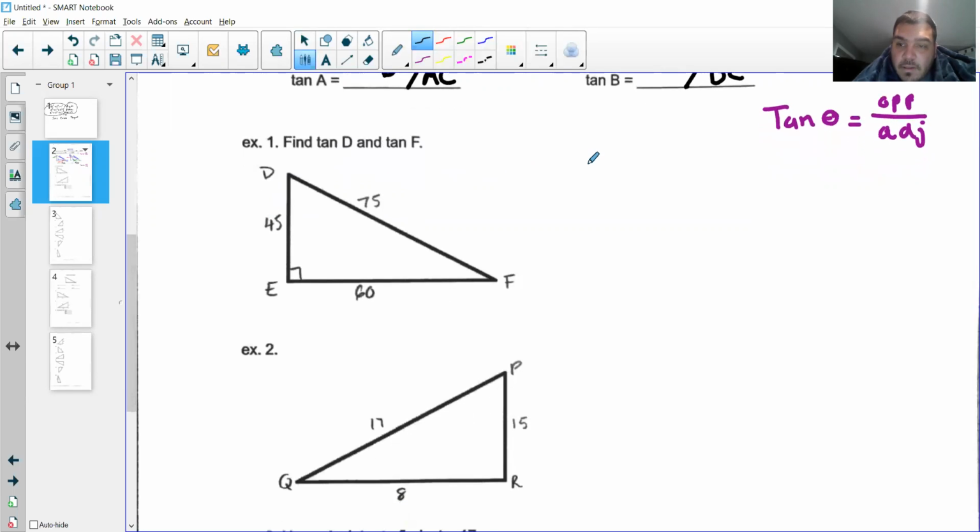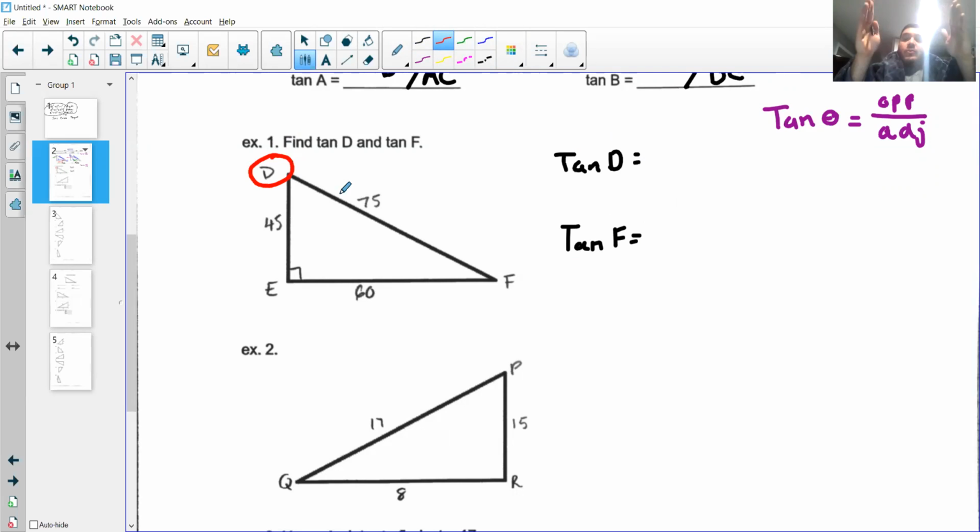All right. Find tan of D and find tan of F. So we technically have two questions here, tan of D and tan of F. If I'm standing on letter D and I look across the room, I'm looking opposite of the room, my opposite is 60. So I'm going to put 60 here because opposite of me is 60.